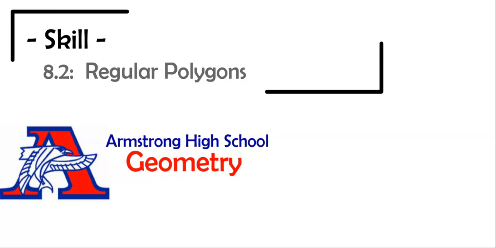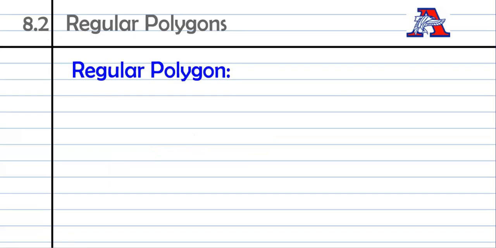This is skill 8.2, regular polygons. So in the last lesson, we talked about what a polygon was. A polygon is a figure that has straight sides and it is connected. It's a closed figure. So a regular polygon is just something that's a little bit more specific. A regular polygon is a polygon that has all sides congruent and also all angles congruent.